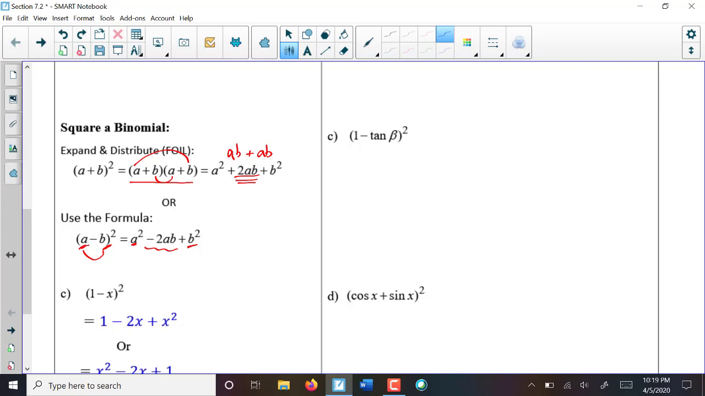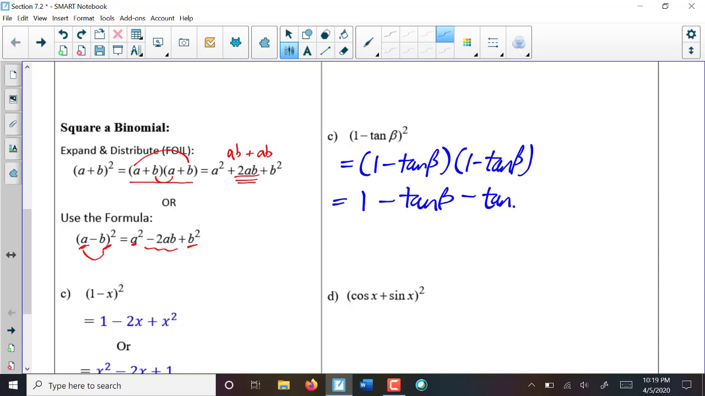So let's take 1 minus tangent squared beta, and let's go ahead and write that out and distribute or FOIL. So that's 1 minus tangent beta times 1 minus tangent beta. Take it times itself. And then do our four multiplications. 1 times 1 is 1. 1 times negative tangent beta. Negative tangent beta times 1. Negative tangent beta times negative tangent beta is positive tangent squared beta.